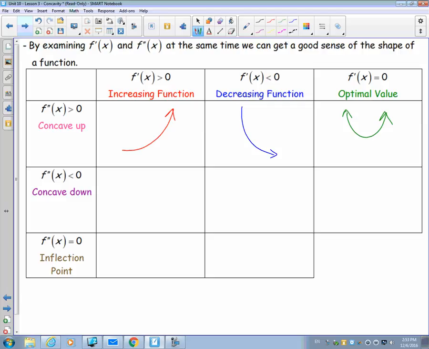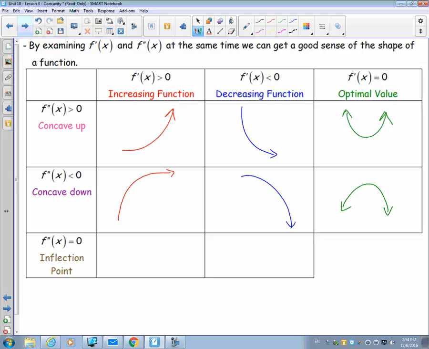Okay, if it's going to be concave down, but an increasing function, it means it has to be increasing, but at a decreasing rate. Going to kind of look like that. Concave down and decreasing, so decreasing at an increasing rate. Going to look like this. And concave down, but an optimal value, well, that's obviously the opposite version, right?